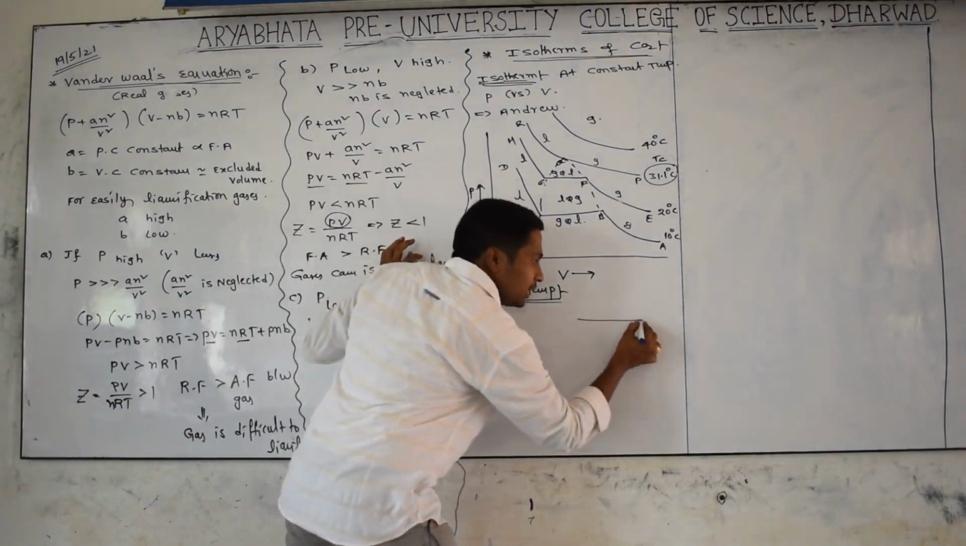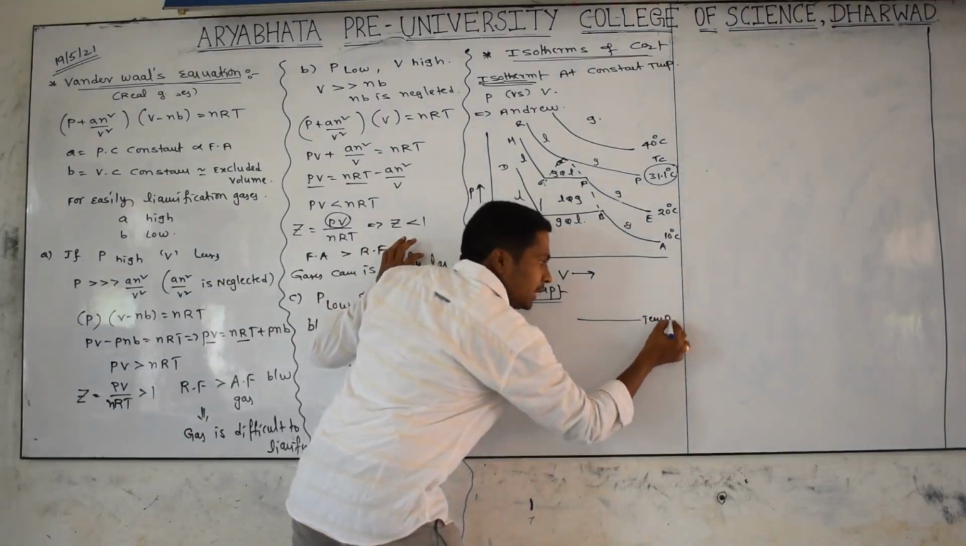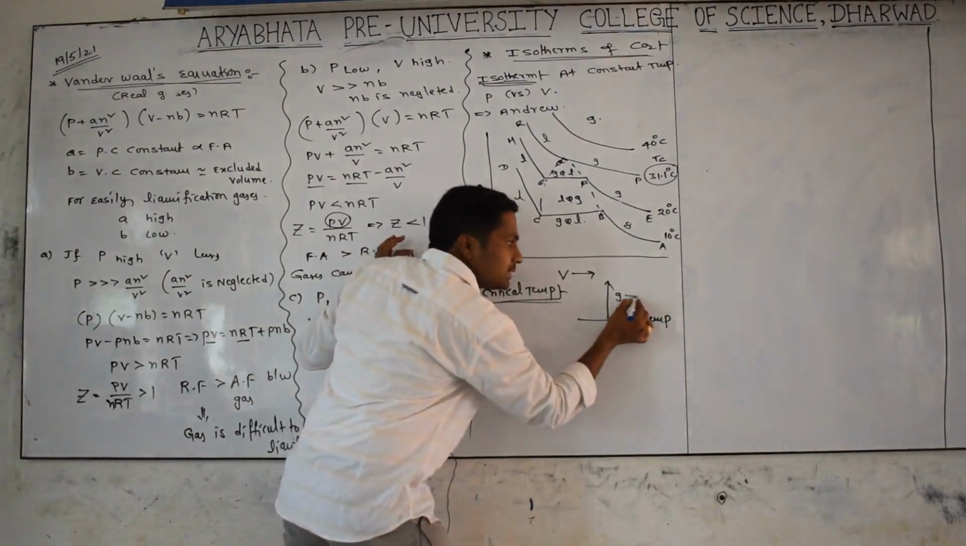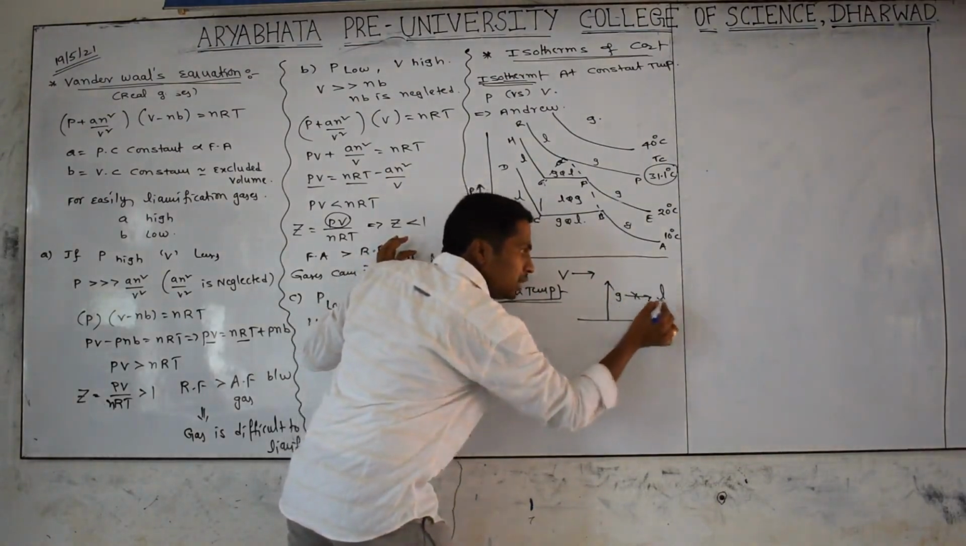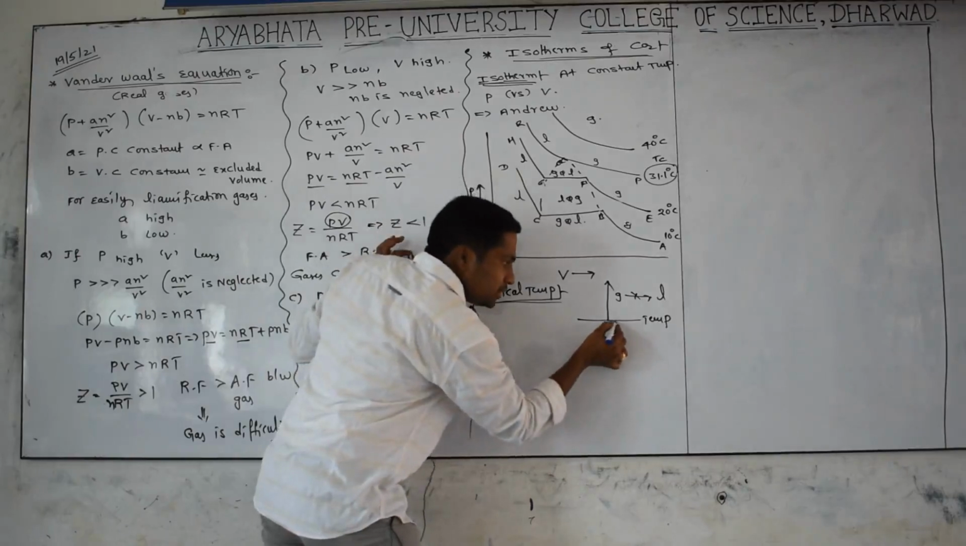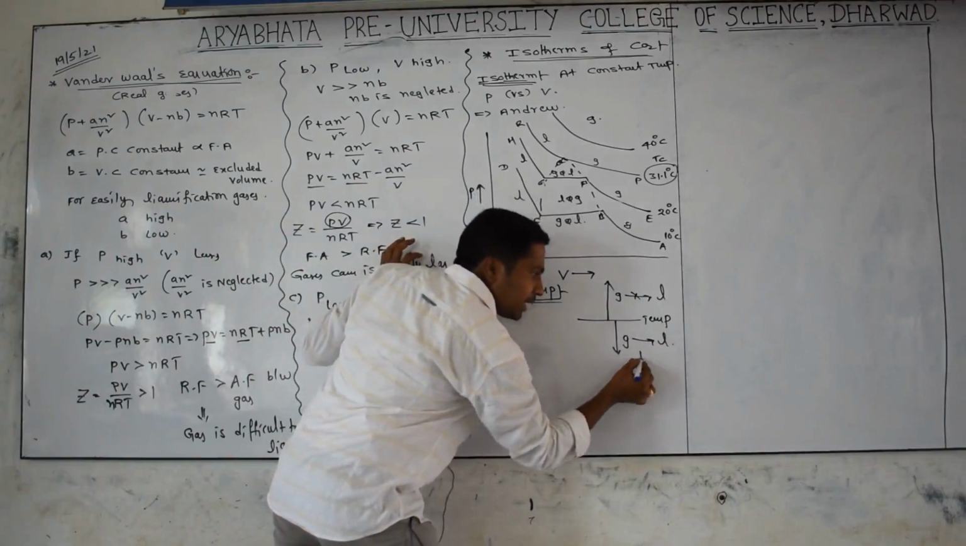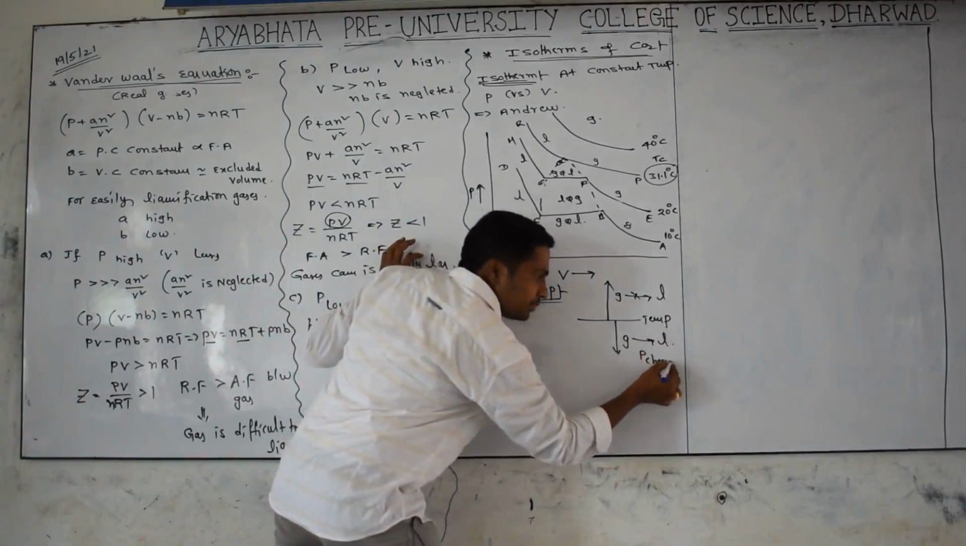There is a particular temperature. Above this temperature, the gases cannot be converted into liquid. And below this temperature only, the gases can be converted into liquid by changing pressure.